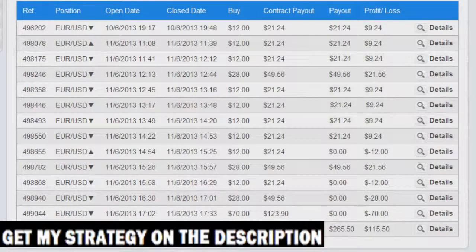That was a $150 trade. It was a put down trade, and this was the winning payout. We got $265.50, and that gave me an overall profit of $5.50.